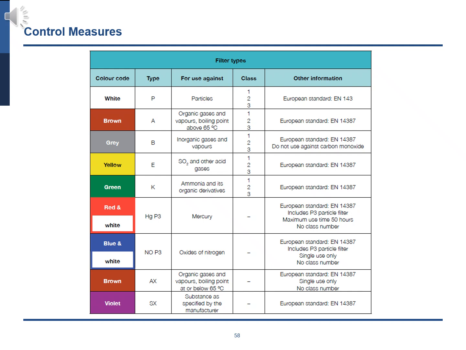Yellow, E4SO2 and other acid gases and vapors. Classes 1, 2, 3. Complies with EN 14387. Not for use against carbon monoxide.